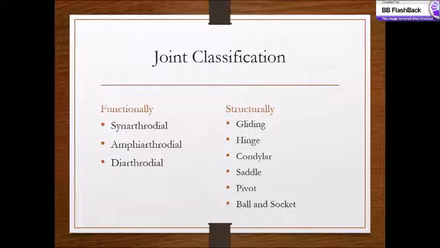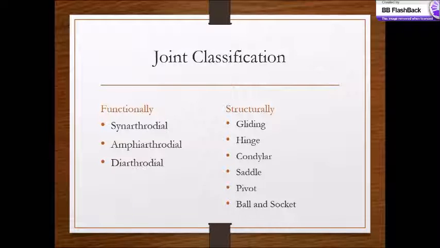The next type, the amphiarthroidal, these are a mouthful, are slightly movable joints. They have a layer of cartilage on both ends. An example of this would be the intervertebral joint spaces, which have cartilage inside of the joint space. The last type of functional joint is the diarthroidal. They are freely movable joints, and that's due to a space between the ends of the bones. So they are just freely movable.